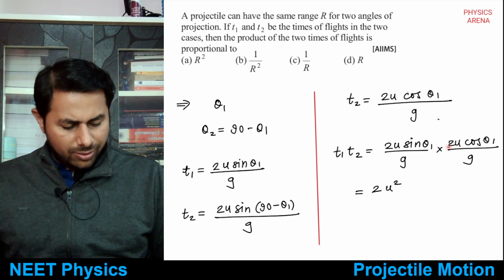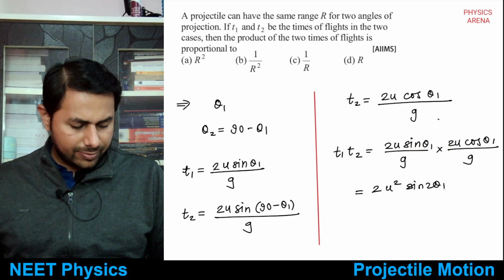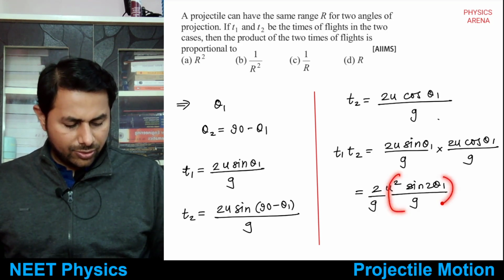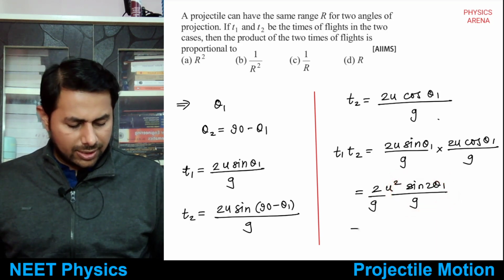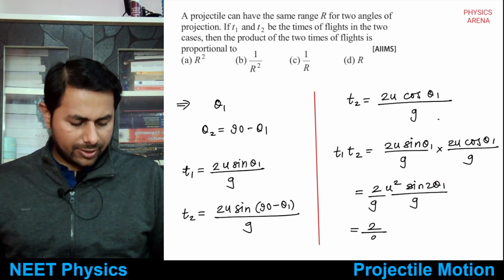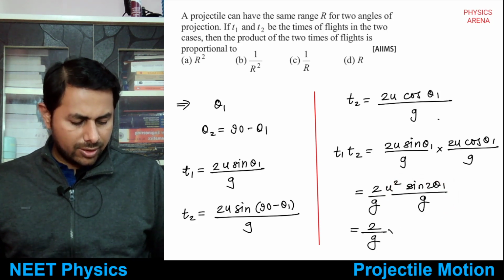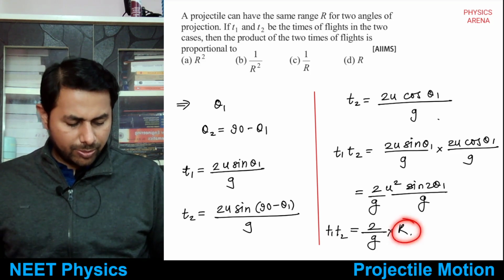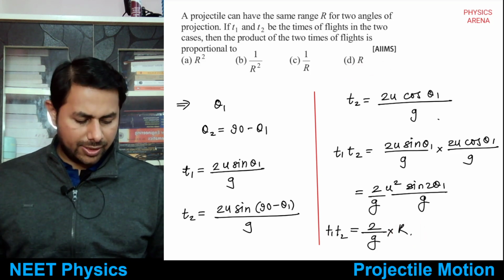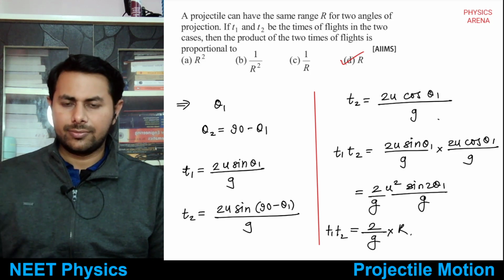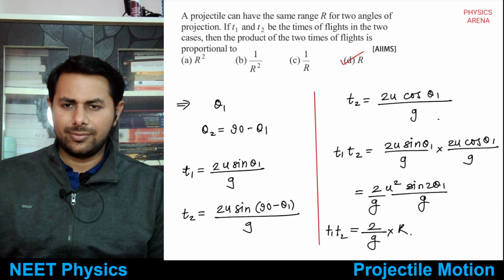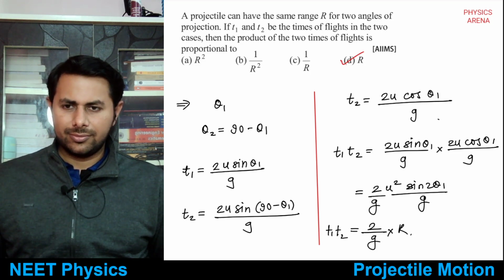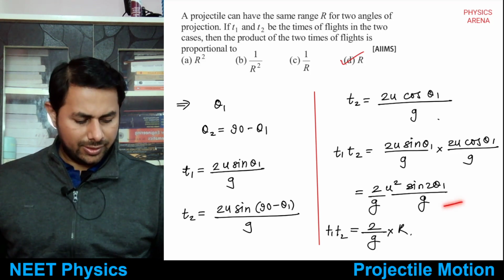So 2 sin theta 1 cos theta 1 is sine of 2 theta 1, divided by g times g, that is g square. So u square sine of 2 theta 1 by g is r, and T1 T2 is 2 by g, this is my g, this is not 9, times r. So then tell me, T1 T2 is proportional to what? It's proportional to r, right? Because 2 by g is a constant. Simple? Yes, no? Right, it's simple.